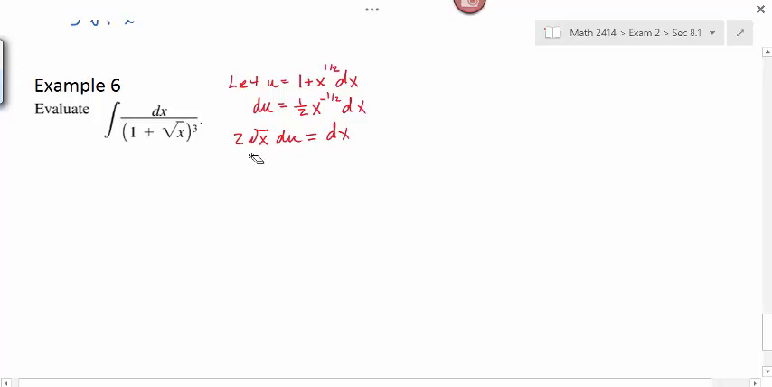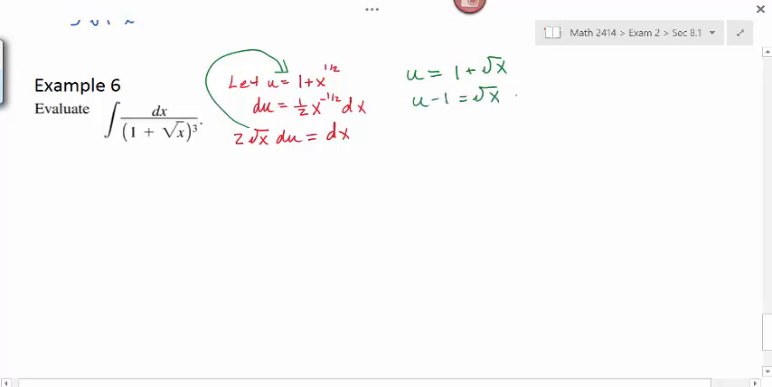dx. Problem with this is I don't like mixing my variables, x's and du's. Agreed? I need this expression to be something in terms of u. That's where I go back up to where I did my original substitution and rewrite this. What I have right now is u equals 1 plus the square root of x. What is the square root of x going to be equal to then? u minus 1 equals the square root of x.